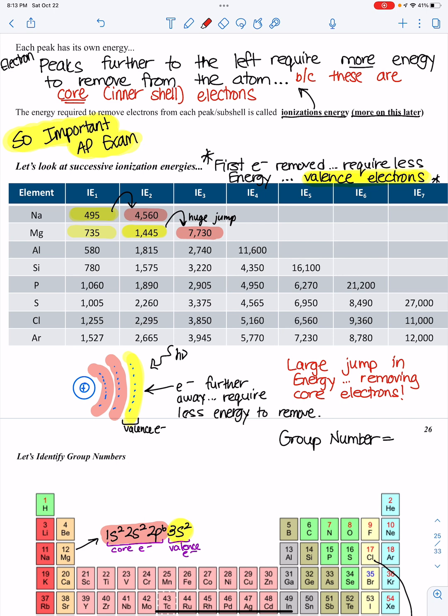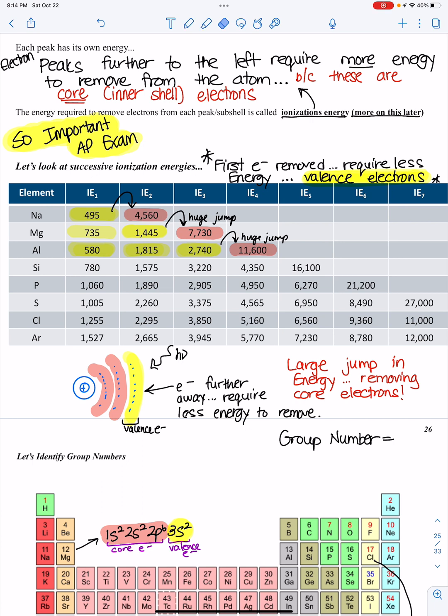Let's look at aluminum, and I don't know if you can see what I'm doing here. To remove the first electron of aluminum, it's 580. To remove the second electron, it's maybe 2 or 3 times larger. I would say it's not like that big of a jump. Then to remove the third electron, that's not even double. And then OMG, to remove a fourth electron, I have such a huge jump. Remember these huge jumps and what electrons they are on.